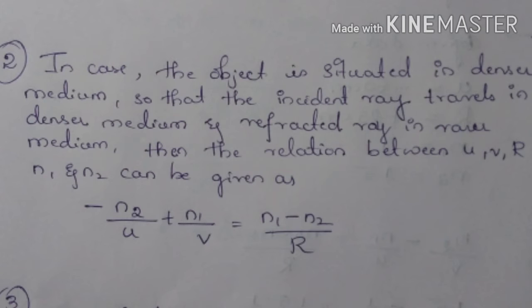So, in the last case you saw minus n1 by u was there. If you observe here, it is minus n2 by u plus n1 by v, which is equal to n1 minus n2 by r. In the last case it was n2 minus n1 by r, here it is n1 minus n2 by r. So this is the second point in the note.